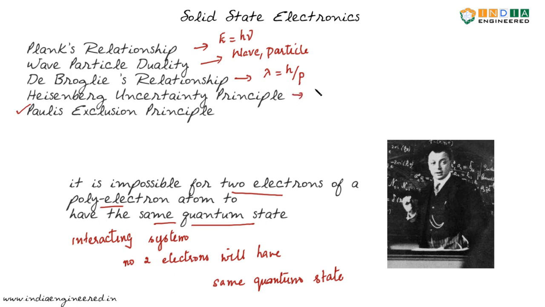And we have seen that there will always be some error when we try to precisely determine the position. We may get way off results with its momentum, and this product will always be greater than this value. And we have seen Pauli's exclusion principle, which states that it is impossible for two electrons of a polyelectron atom to have the same quantum state. So this is just an outlook of some of the important principles in quantum mechanics, but you must remember these relationships.